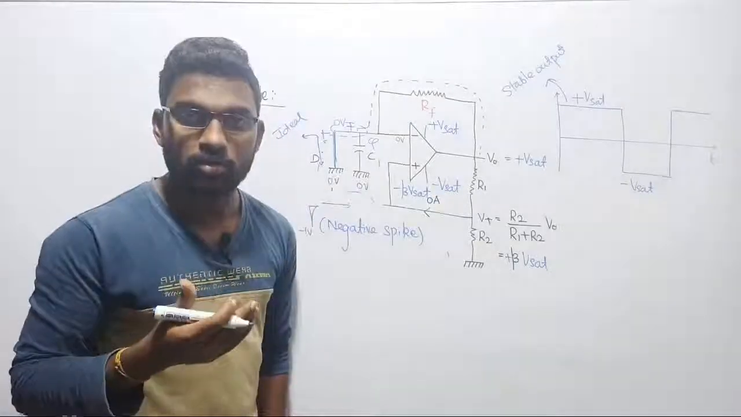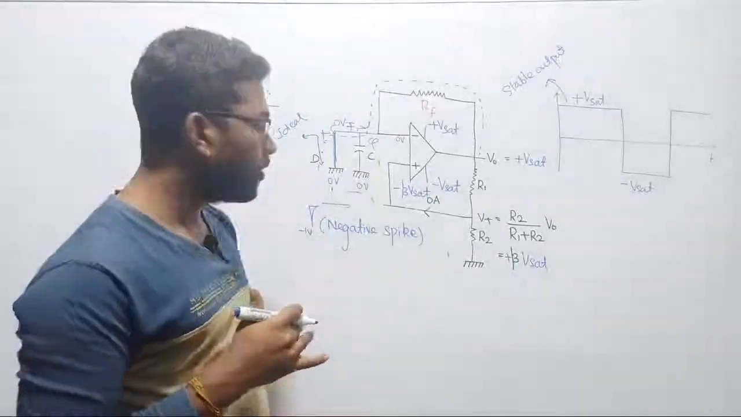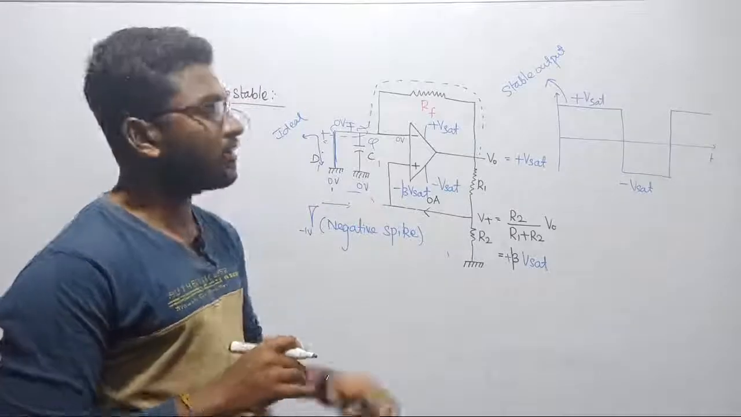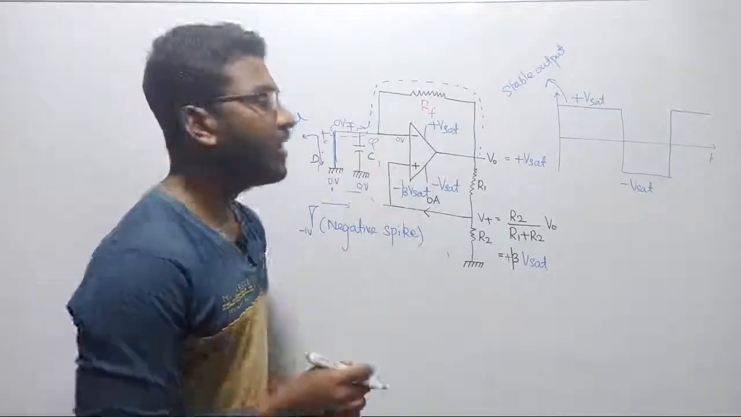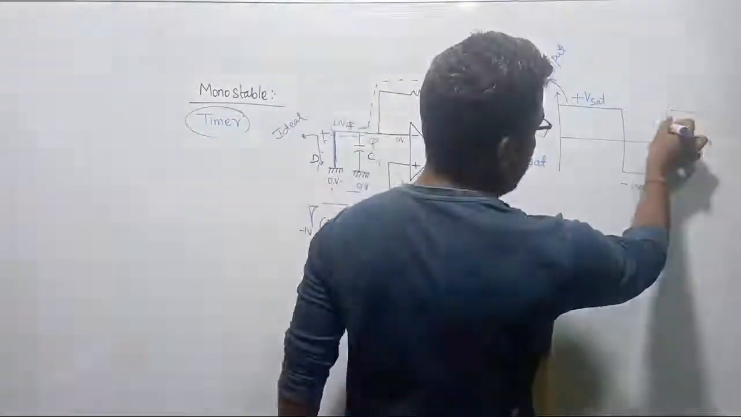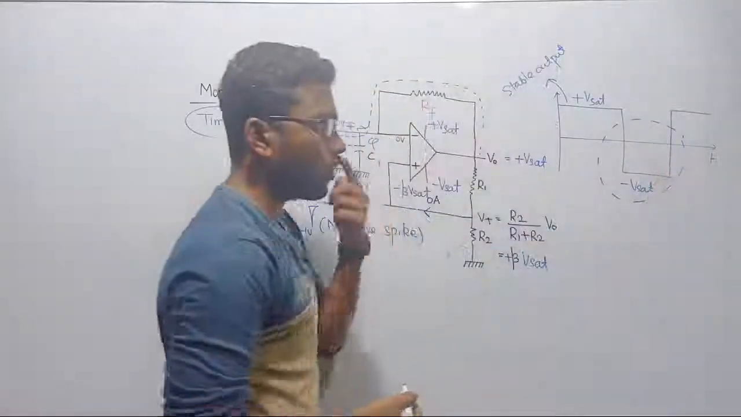Again, whenever you want the quasi state, you can apply the negative spike once again, and then you can produce that quasi state. Clear? So only this state is called quasi state. This is the time period. This is called quasi state, right?